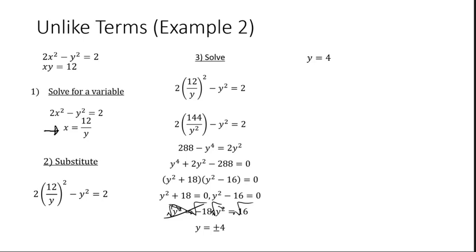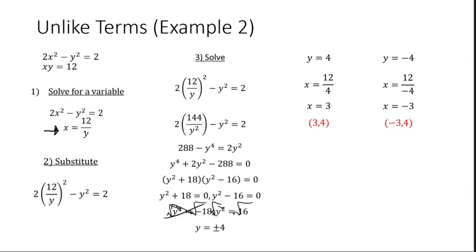So now we have to solve for x for both of those, and we can use this equation right here because it's already solved for x for us. So x equals 12 divided by y, so we just take 12 divided by 4 to get 3. So x is 3 when y is 4, and that gives us our first ordered pair. And then for y equals negative 4, that second answer, plug in negative 4 for y, we have x equals 12 over negative 4, which would be negative 3.